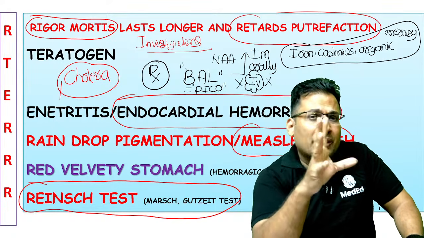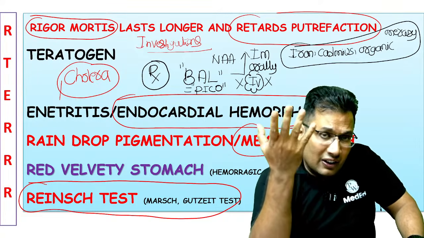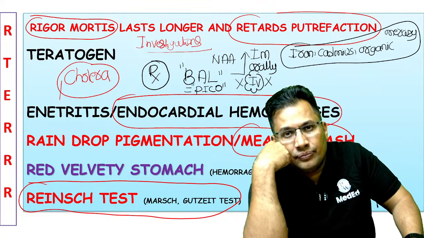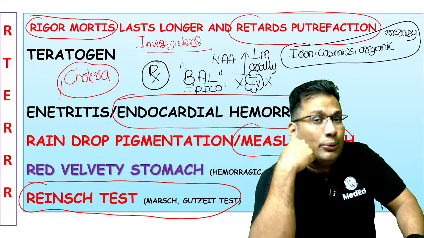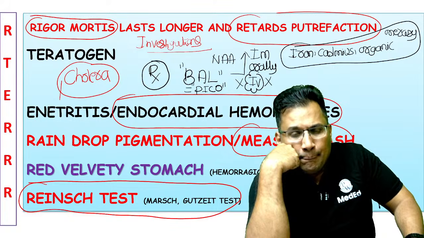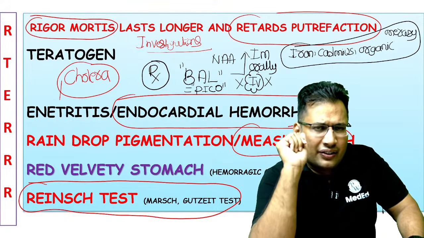Copper poison presents with the KF ring, liver cirrhosis, again tremors. Dementia is basically caused by aluminium. Heavy metal poison is frequently asked.